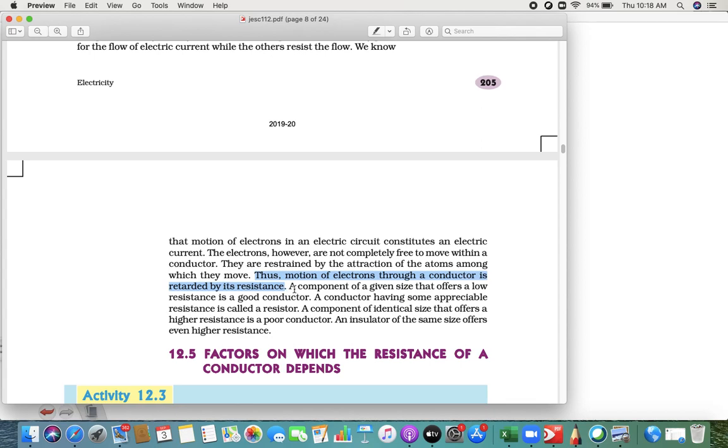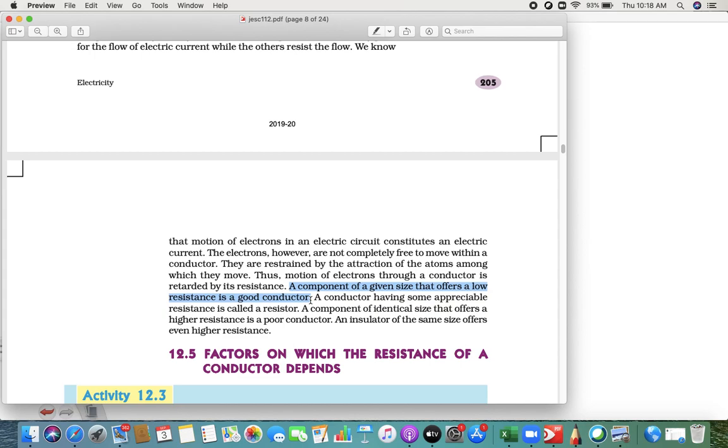A component of a given size that offers a low resistance is called a good conductor. So what will we call a good conductor? The one which offers a low resistance. It doesn't mean it does not have a resistance; it does have a resistance. But when the resistance is very low, we call it a good conductor, right?